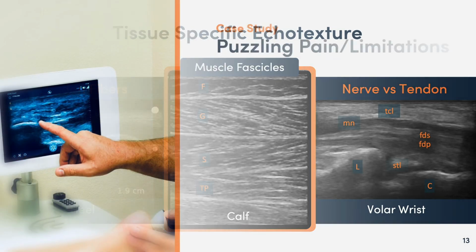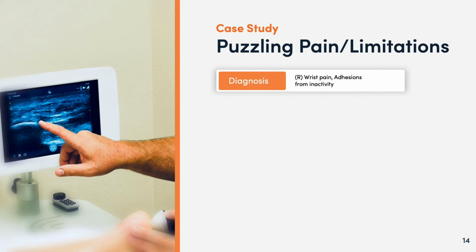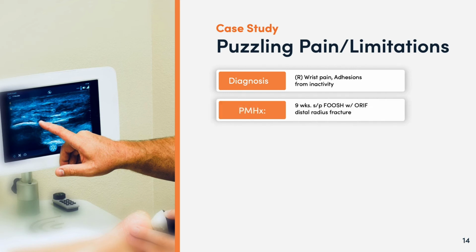I want to finally pull this all together as to what musculoskeletal ultrasound imaging is in physical therapy by reviewing and presenting a case study. This patient came to me with a diagnosis of right wrist pain. She had adhesions from inactivity because she had sustained a fall on her outstretched hand while out walking her dog, and that was 9 weeks before she came into my clinic.